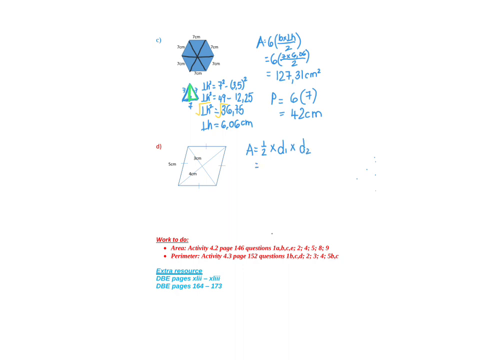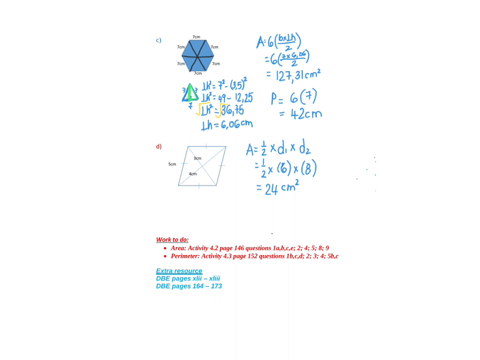And so diagonal 1, just be careful, yeah? This 3 is only for that little measurement, and this 4 is only for that little measurement. So the whole diagonal here is 8, and the whole of the diagonal here is 6. And so we have half times 6 times 8. So it's half of 48, so that's 24 centimeters squared.